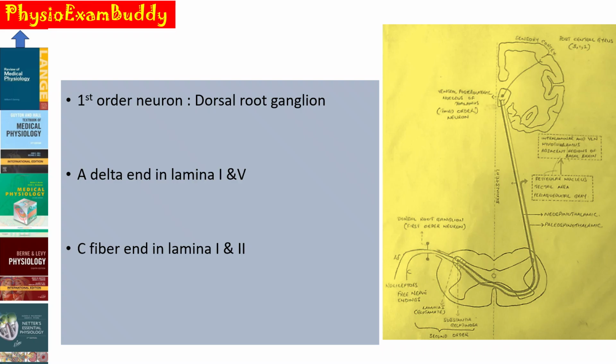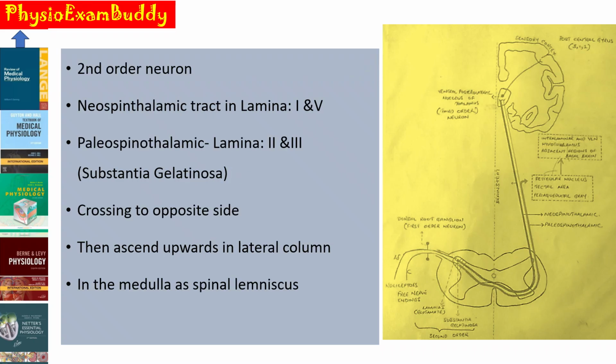And from the first order neuron arises the second order neuron. The neospinothalamic tract arises from lamina 1 and 4 of the substantia gelatinosa, and the paleospinothalamic tract arises from lamina 2 and 3 of the substantia gelatinosa.